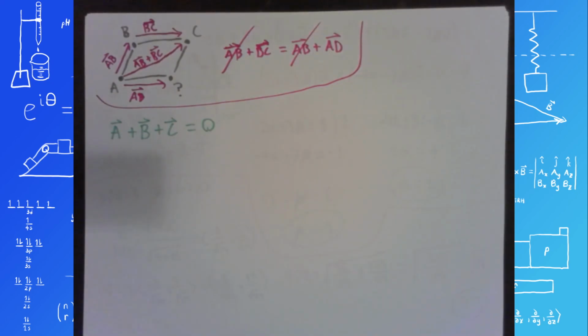And I didn't see any three-dimensional vectors here. Oh, I see it now. The next section is going to be vectors in three dimensions. Well, that explains it.